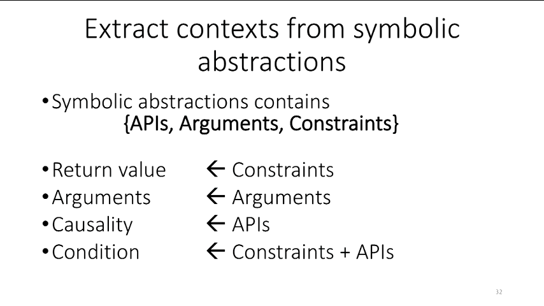As I said before, symbolic abstraction contains 3 items: APIs, arguments, and the constraints. We can extract the context from these symbolic abstractions. For example, return value from the constraints, argument from arguments, causality from API calls, condition from constraints and the API calls. Due to time limit, I cannot explain them all. I want to show how condition context can be extracted from the symbolic abstractions.